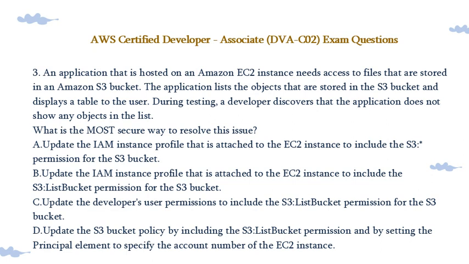A. Update the IAM instance profile that is attached to the EC2 instance to include the S3 * permission for the S3 bucket. B. Update the IAM instance profile that is attached to the EC2 instance to include the S3 list bucket permission for the S3 bucket. C. Update the developer's user permissions to include the S3 list bucket permission for the S3 bucket. D. Update the S3 bucket policy by including the S3 list bucket permission and by setting the principal element to specify the account number of the EC2 instance.